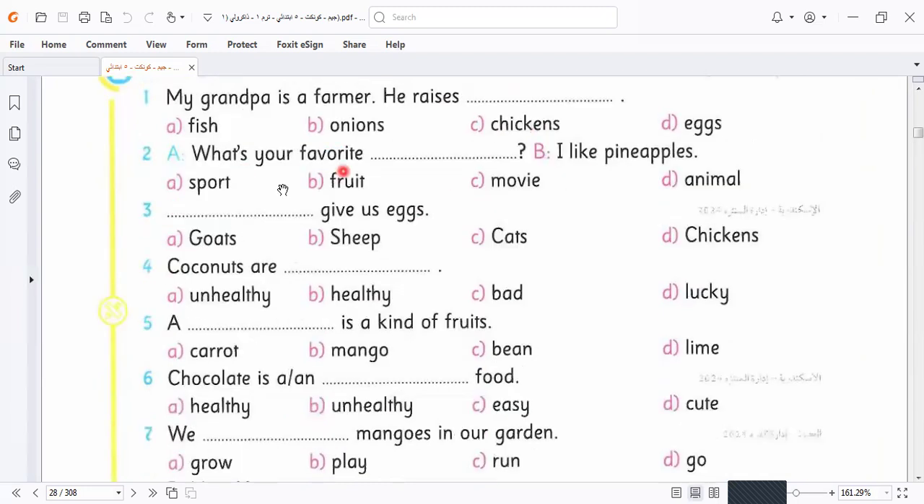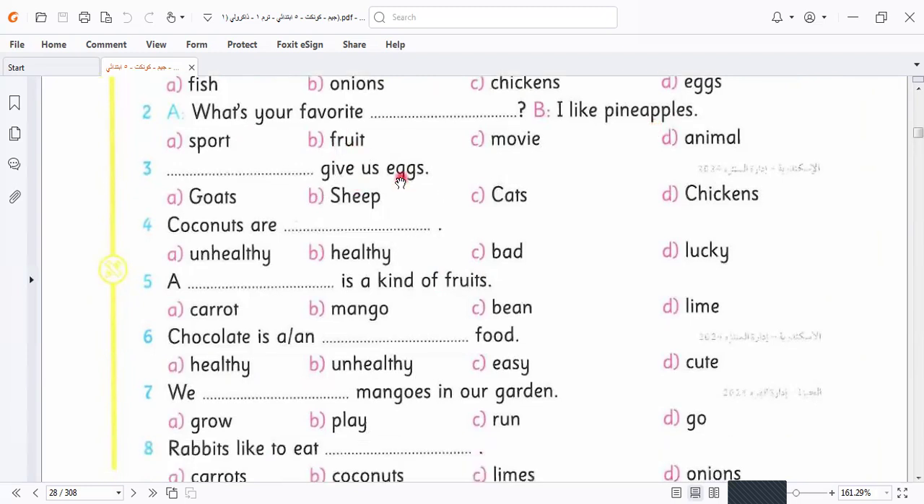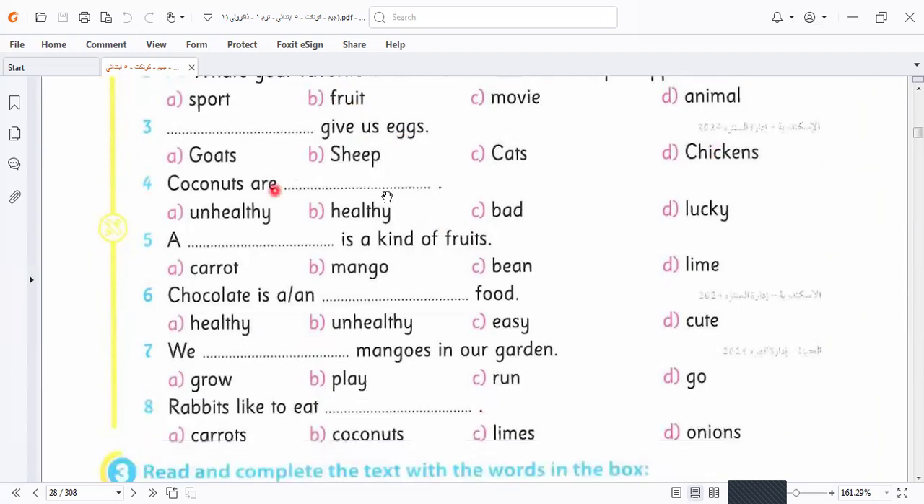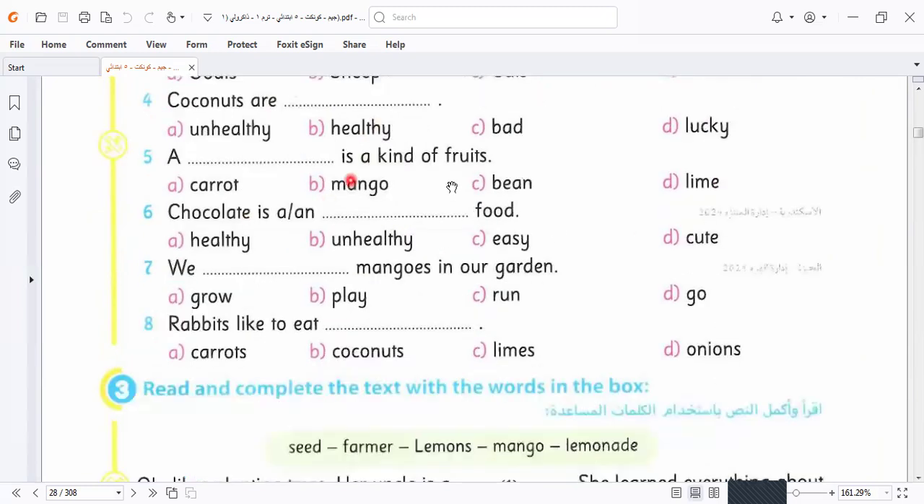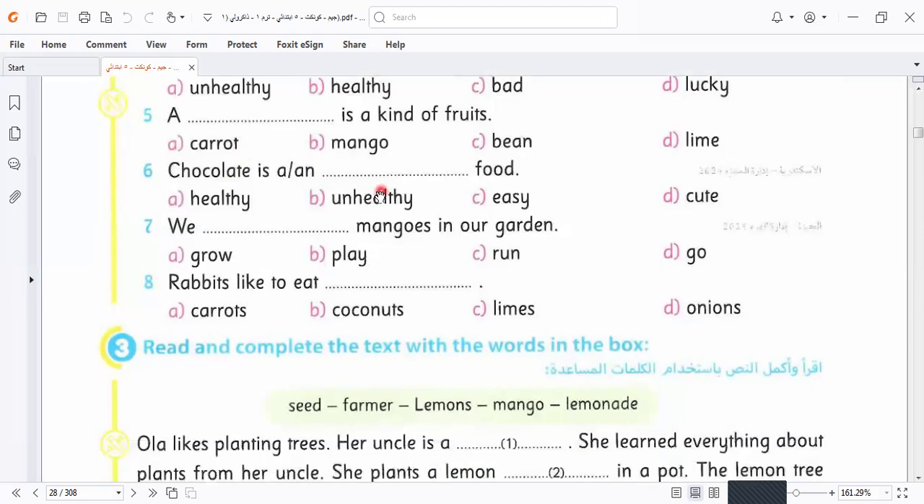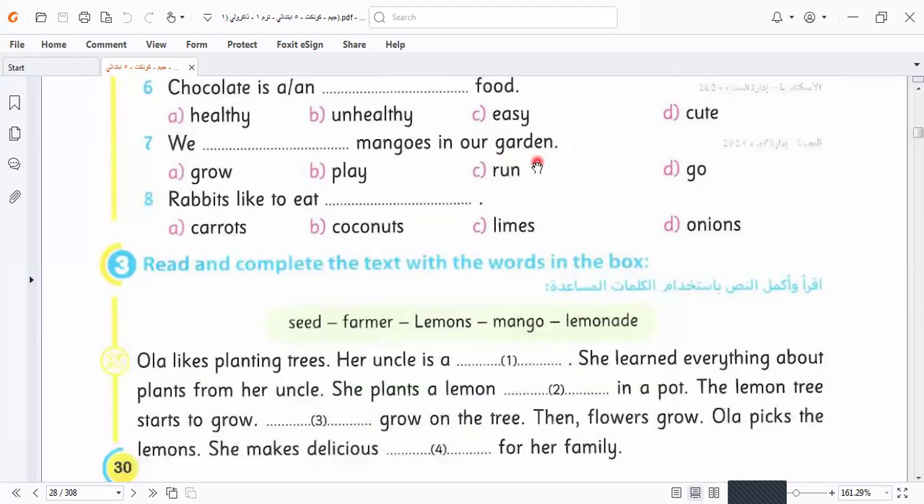What's your favorite? I like pineapples. Pineapple is a fruit, so I select what is your favorite food. It gives us chicken. Are coconuts healthy or unhealthy food? No, it's healthy. It's a kind of fruit. So fruits: it will be mango. Chocolate is unhealthy food. Mangoes in our garden.